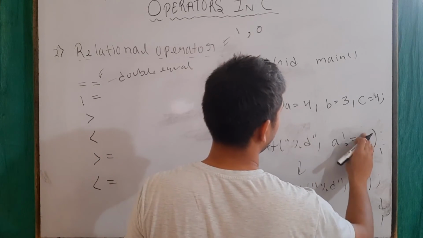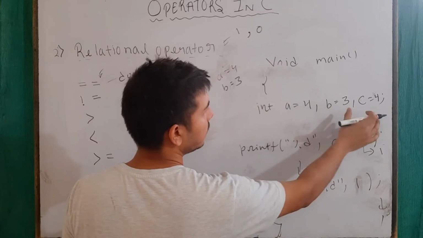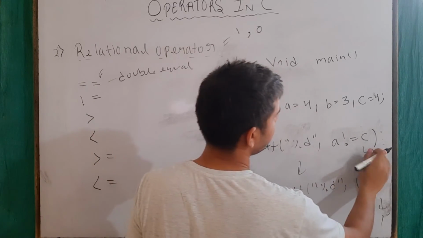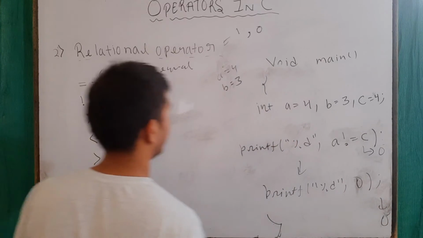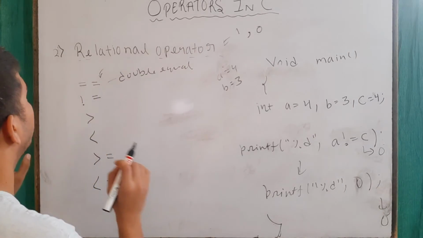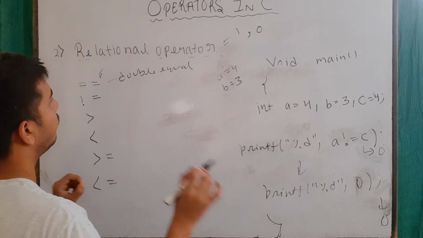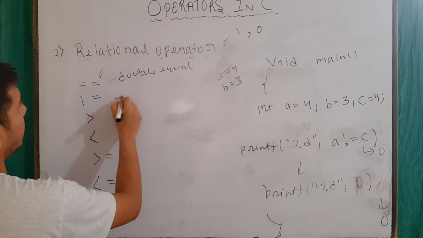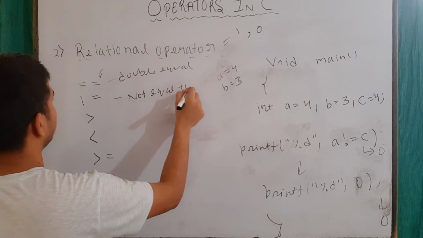If I write here C, now are these not equal? No, both of these are equal. So this condition is false. It will give us 0. Right? Double equal to checks if both are equal, and will give 1 if both are equal. Not equal to will give 1 when both are not equal.